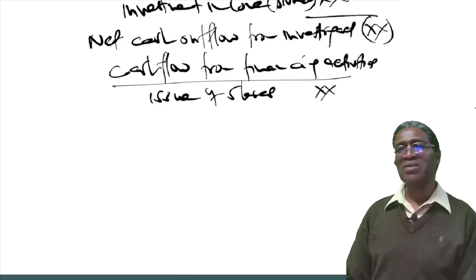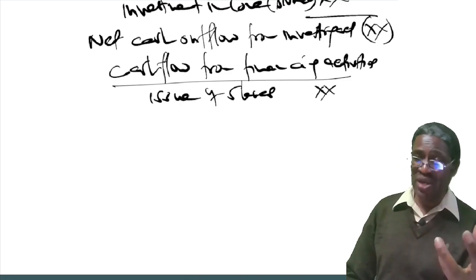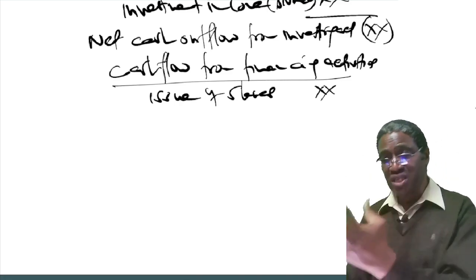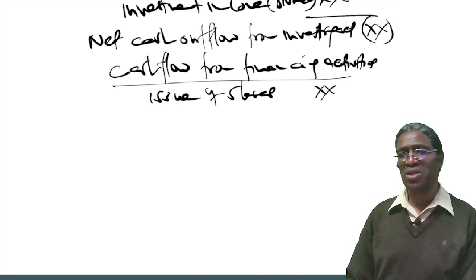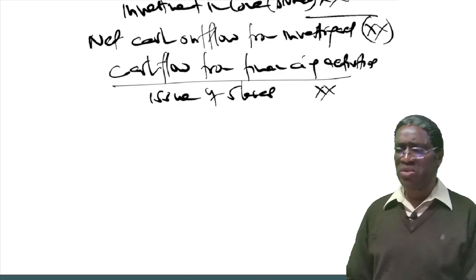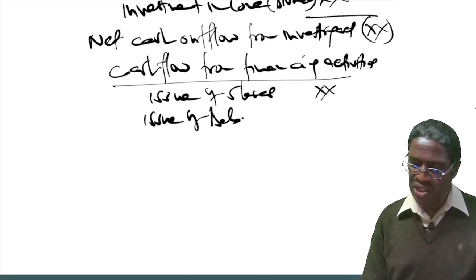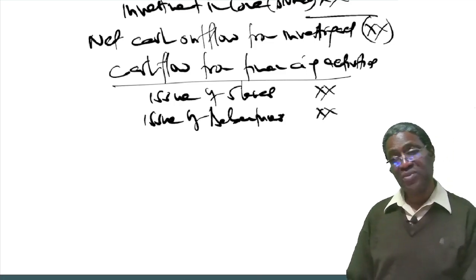Another one could be, maybe you issued some debentures. Last year the debentures were 2 million. This year the debentures are 7 million. For debentures to have gone up, you must have raised finances by issuing debentures. So you come and say an issue of debentures. Issue of debentures, that is obviously an inflow.